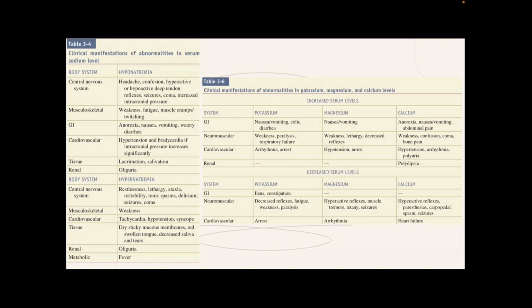In the renal system, you will notice oliguria, fever. So you should monitor and observe the patient for all of these symptoms. Also, potassium has major effects on the heart. It could even cause cardiac arrest, and also the calcium amount. And you should review all of these symptoms by yourself.